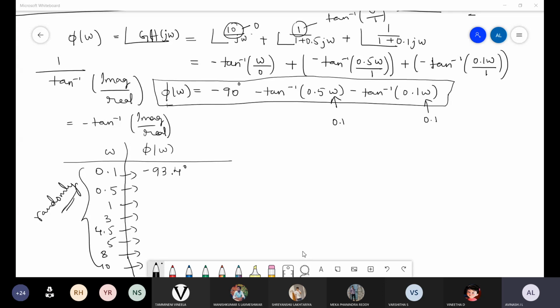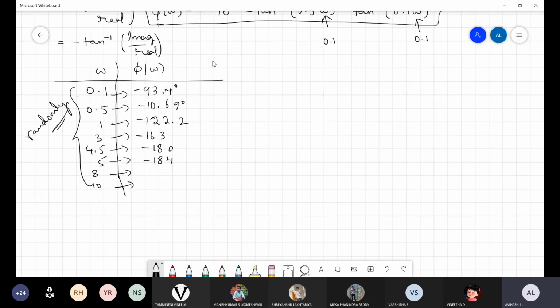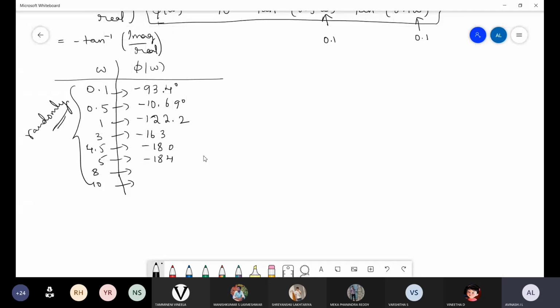So here I can see that for 0.5 you'll get minus 106.9 degrees. Here you will get minus 122.2 degrees. Here minus 163 degrees you will get, minus 180 degrees you will get, minus 184 you will get, and for 10 you will get minus 213.